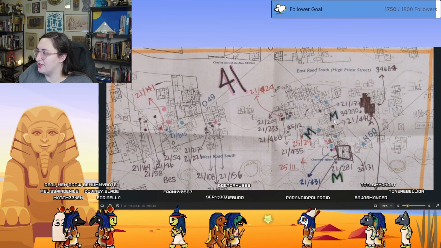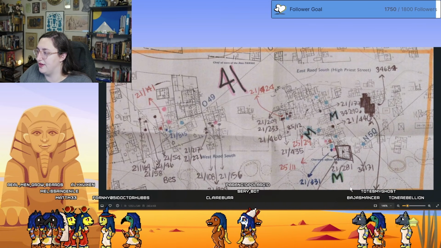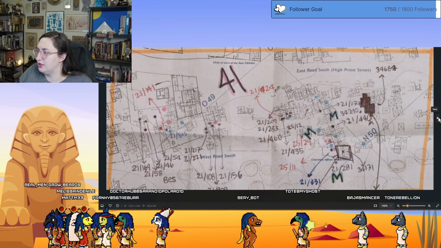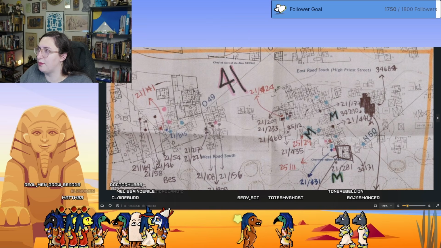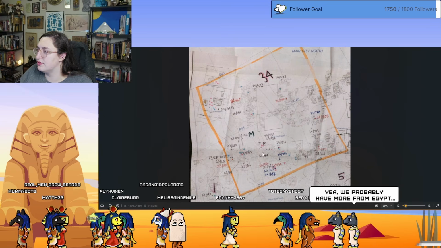But you can see here every single one of these little dots is an item that was found. I don't remember what the M's stand for. But this is probably the southern city.